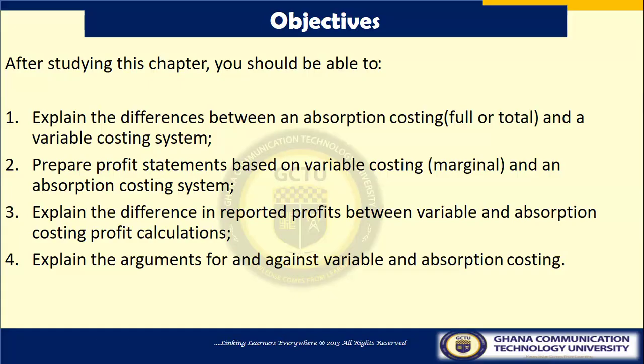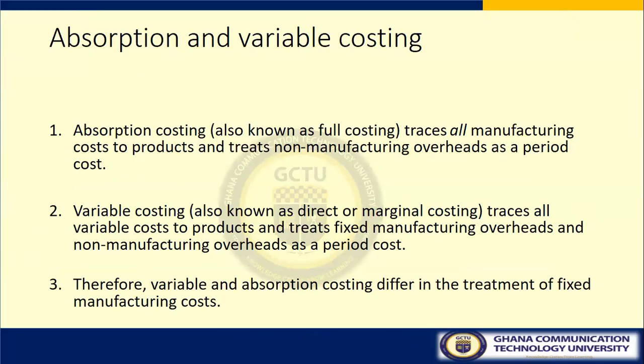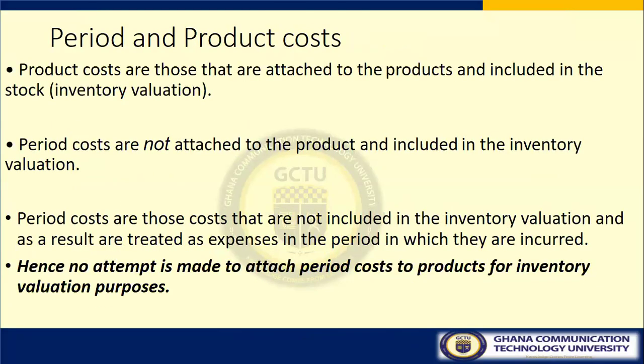Explain the argument for and against variable and absorption costing. Okay, so the period cost and product cost. Product costs are those that are attached to the product. What is the product cost and what is the period cost? What is the difference between period cost and product cost? Let's discuss this one.